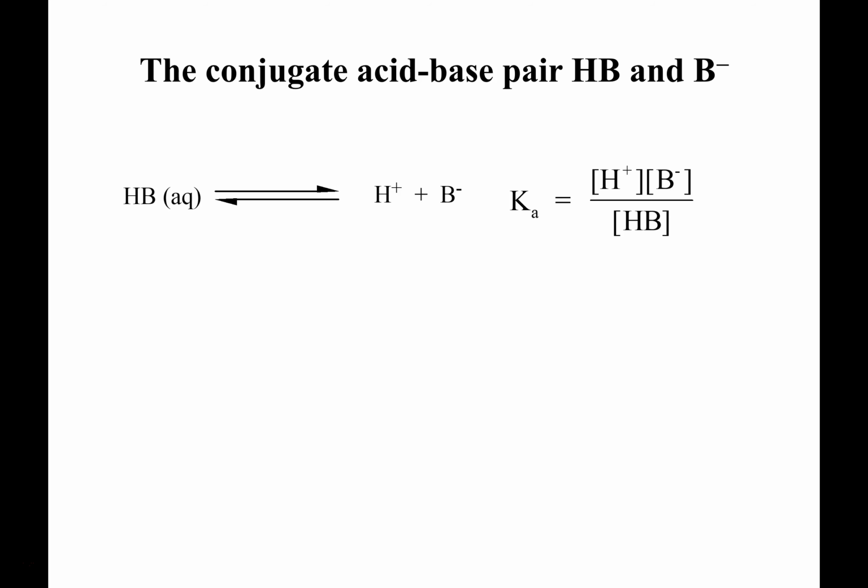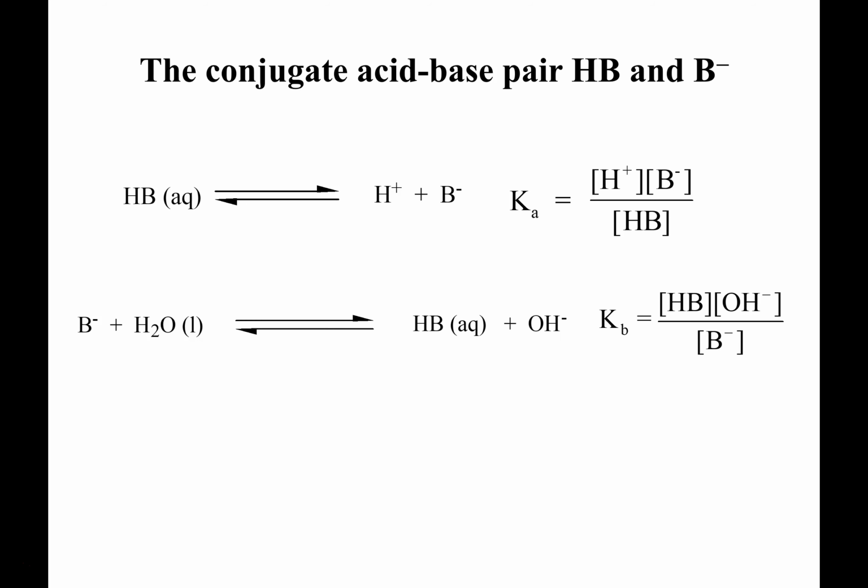Okay, so HB is your weak acid. Notice it ionizing into H plus and B minus. And the Ka expression would look like this, where it's the products divided by reactants. Of course, we have the conjugate base in the numerator and the weak acid in the denominator.